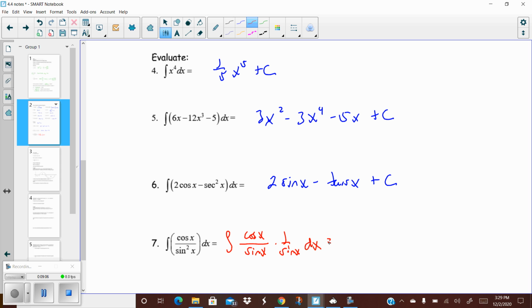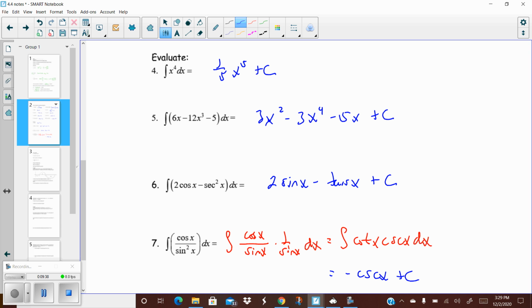And why would I do that, you say? Cosine of x over sine of x is cotangent of x. 1 over sine of x is cosecant of x. Now it is in a familiar form. As a matter of fact, it's right above this on the same page. The antiderivative of cotangent of x cosecant of x is going to be the negative cosecant of x plus c. Okay, sometimes you have to do a little bit of algebraic work to get it into a position that you're used to.